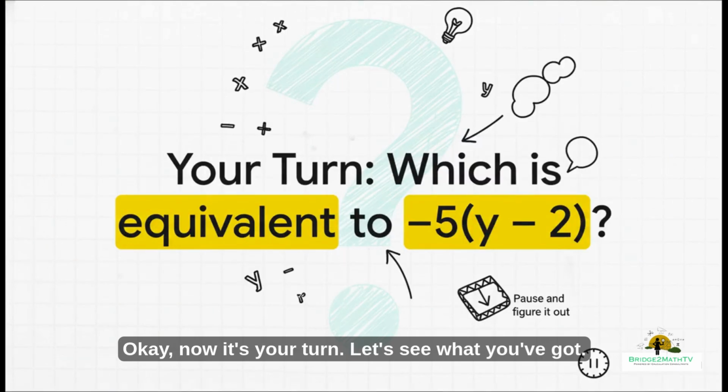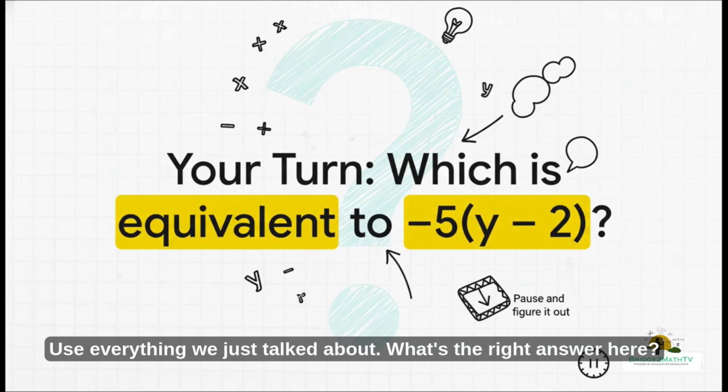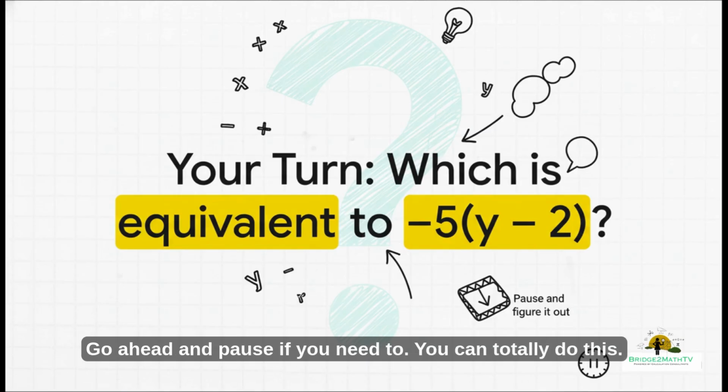Okay, now it's your turn. Let's see what you've got. Here's a problem. And yep, it's one of those negative trap ones. Use everything we just talked about. What's the right answer here? Go ahead and pause if you need to. You can totally do this.